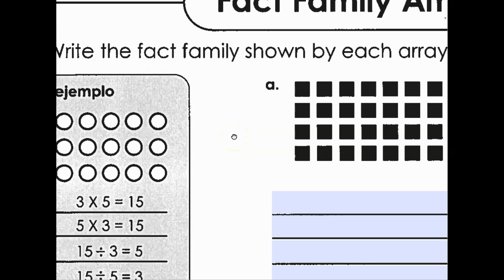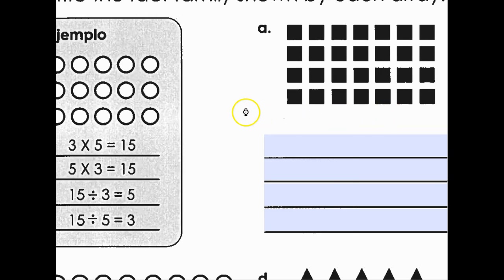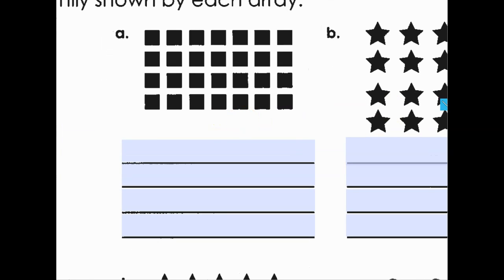It says write the fact family shown for each array. So let's do the first one. Look at A. All right, how many rows do I have? 4. Times how many in each row? I have 1, 2, 3, 4, 5, 6, 7. So 4 times 7 is? 28, right? Got to tell me.